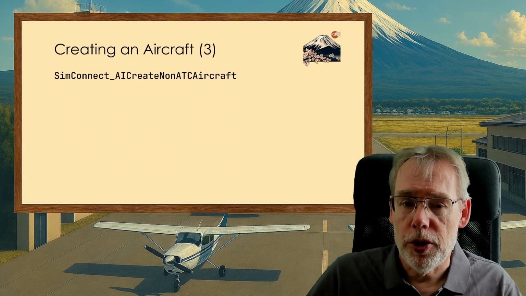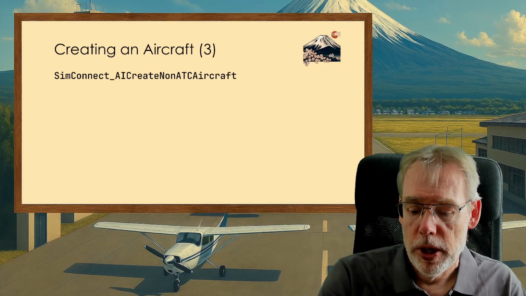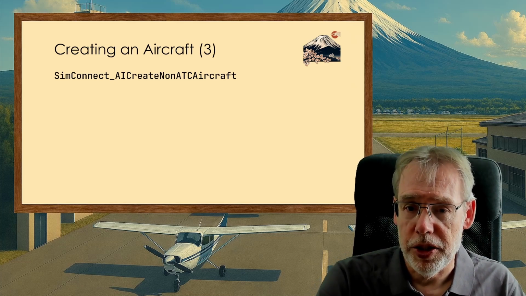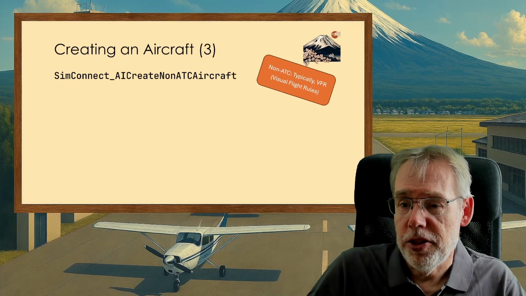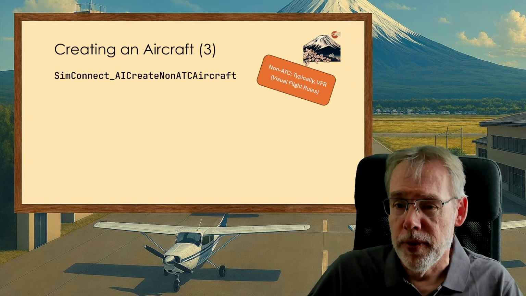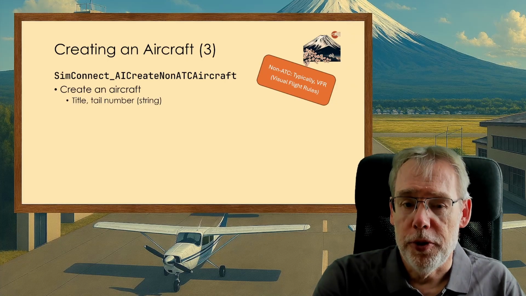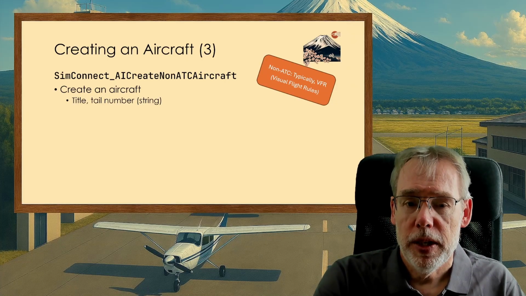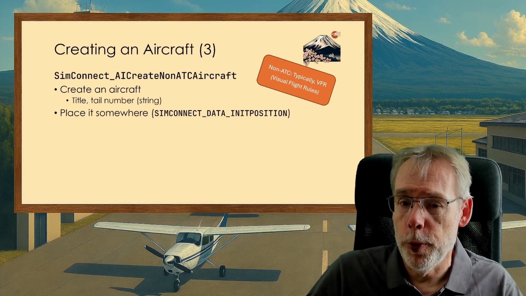Instead, what we're going to use is a non-ATC aircraft. So to create a non-ATC aircraft, we're saying that it's typically something like VFR, so there is not a flight plan associated with it. We have to specify the title, the tail number, and then put it somewhere in the world.